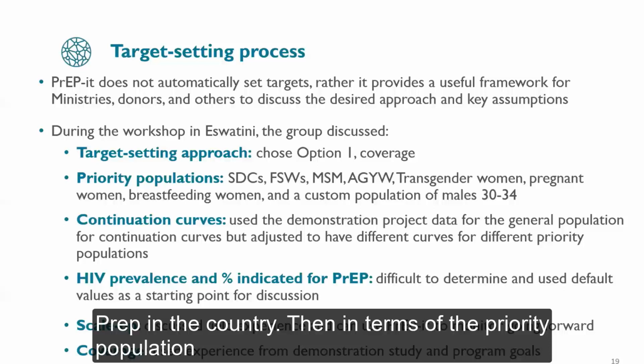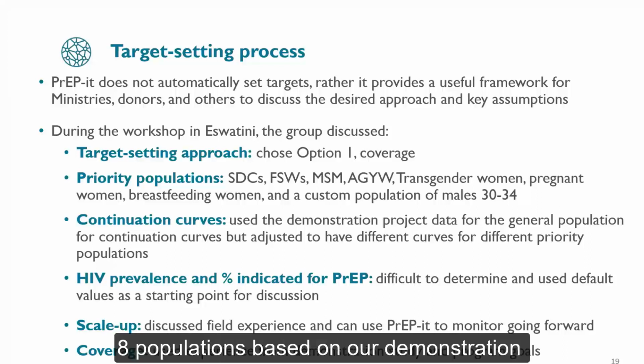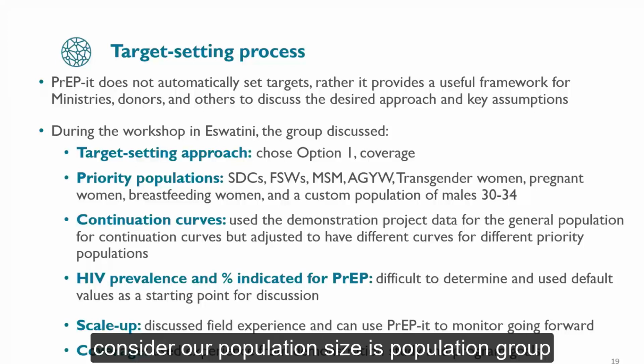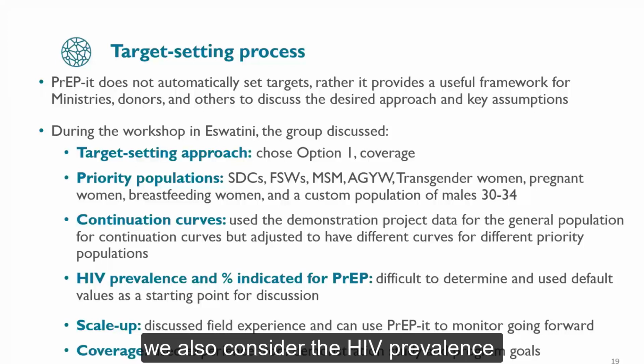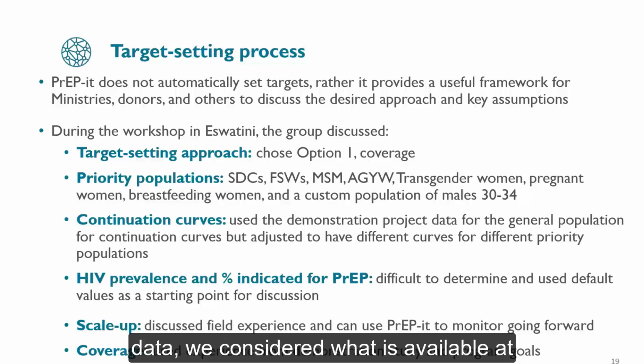In terms of the priority populations, as I've alluded, we identified about 8 populations based on our demonstration project. During the process of target setting, we considered their population sizes per population group. We also considered the HIV prevalence, which we got from our local data. Where we didn't have data, we considered what is available globally.